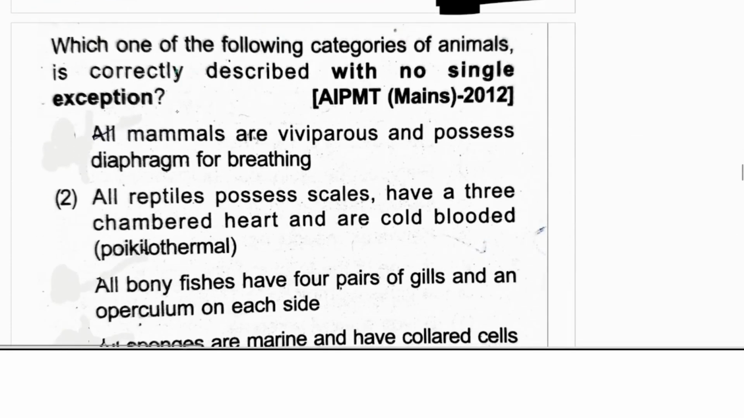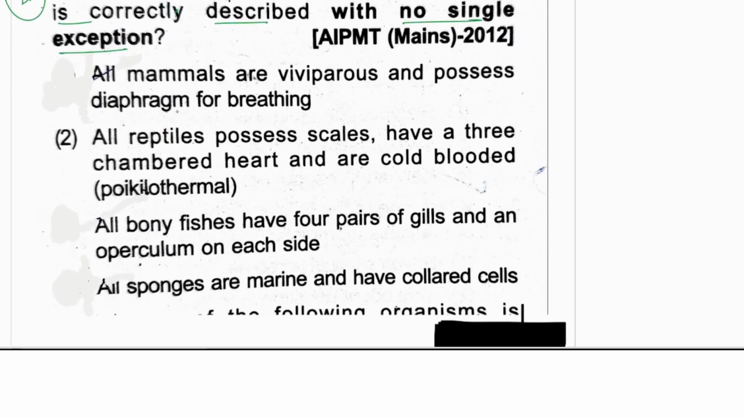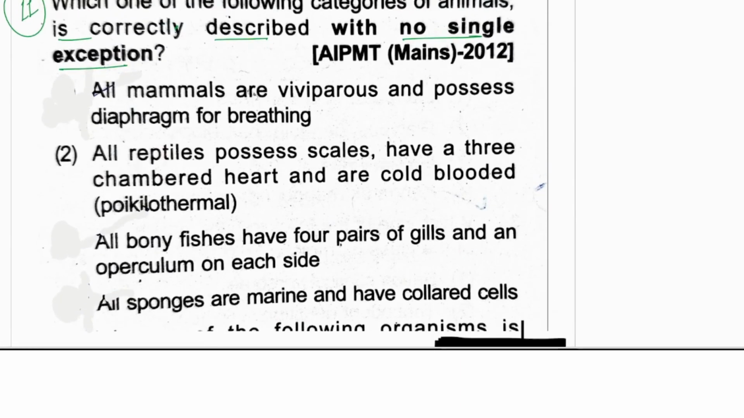Next question, number 11. Which one of the following categories of animals is correctly described with no single exception? Again, like the previous question, which we have seen recently, question number 10, right? Here they are asking for correctly described with no single exception. All mammals are viviparous and possess a diaphragm for breathing. We have seen just now that not all mammals are viviparous; some are oviparous, so it would be incorrect. All reptiles possess scales, a three-chambered heart, and are cold blooded. Not all; the exception is the crocodile.